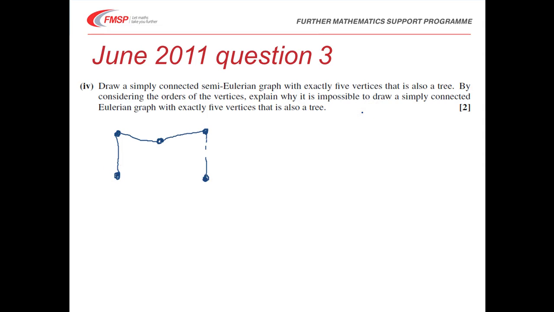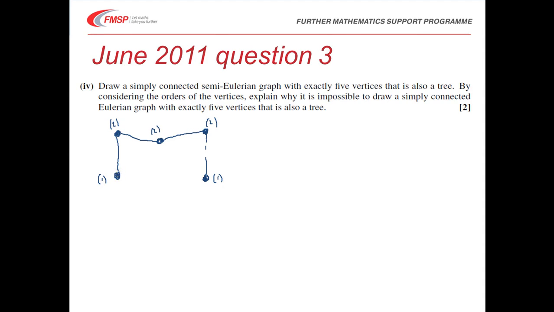It's semi-Eulerian, because we've got an order of 2 here, an order of 2 here, an order of 2 here, so each of these have order 2, and these have got order 1. So that's the important thing. You see, it had to be semi-Eulerian as well.